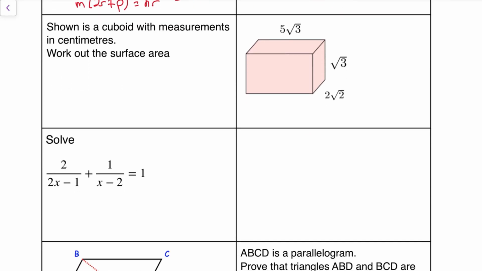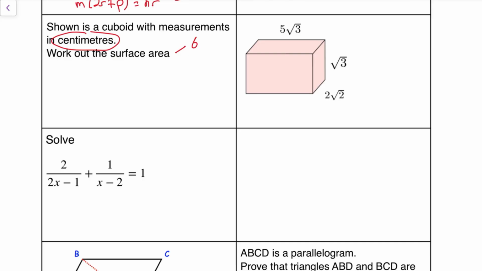Shown is a cuboid with measurements in centimetres. Feels like that might be relevant. Work out the surface area. Okay, first step to any surface area, just so you don't make a silly error, is how many faces are there? Well, there's one at the front, one at the top, one at the bottom, one at this side, one at this side, and one at the back. In other words, there's going to be 6 faces I care about. For a cuboid, you probably know that already, but it just means I'm definitely doing the right thing.